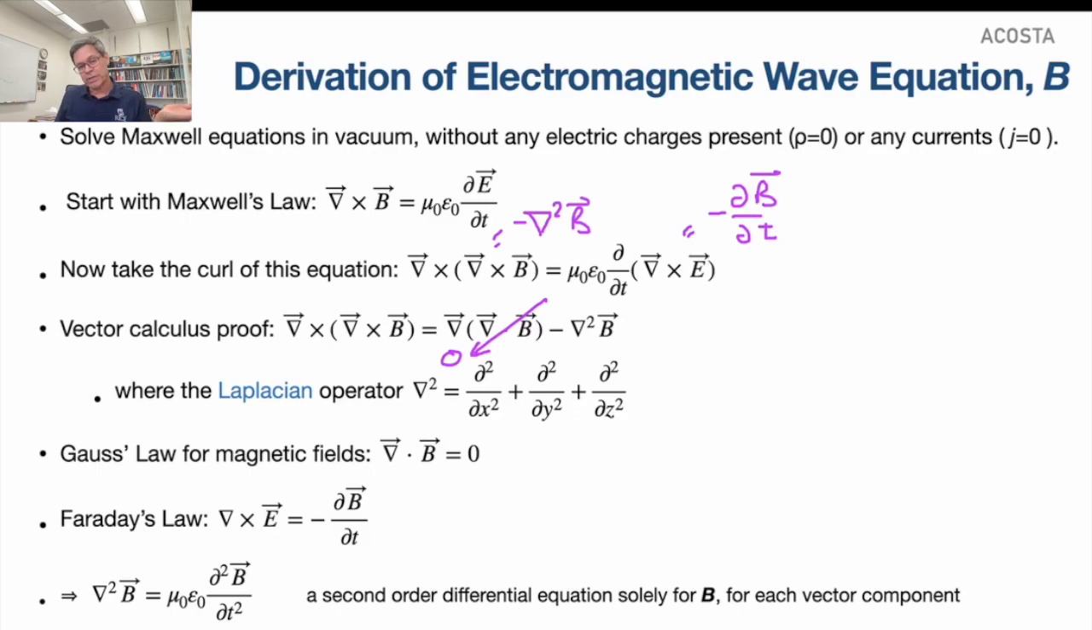And it's a vector equation, right? B, the magnetic field has x, y, and z components. At least that's one way to express it in 3 dimensions. And so this is a differential equation for each vector component of the magnetic field. It has to solve this equation. And we'll come back to that in a moment.